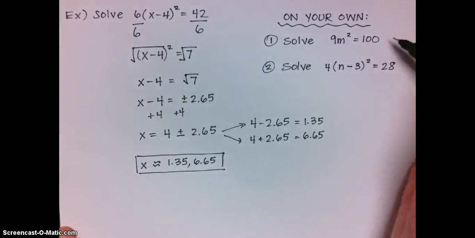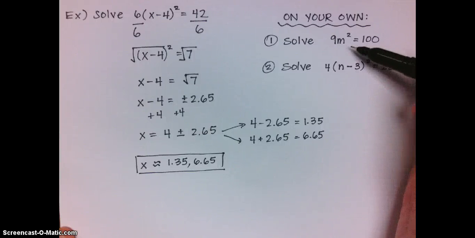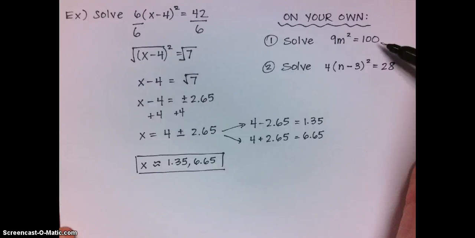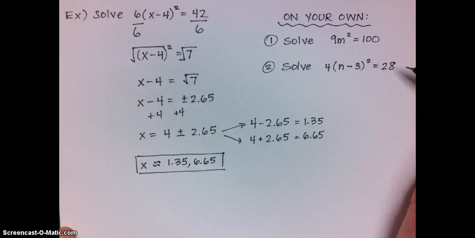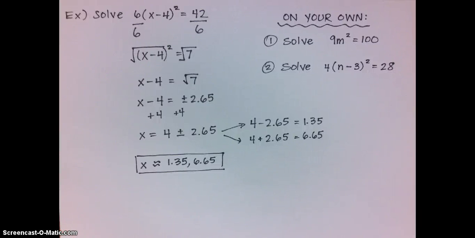So on your own, before you come back to class, I'd like you to try these two problems. Try to solve 9m squared is equal to 100, and also solve 4 times parentheses n minus 3 squared equal to 28. And I will check your work when you come back to class and answer any questions you might have.